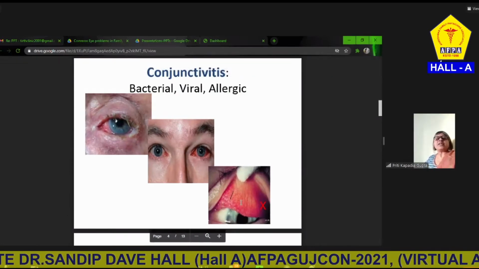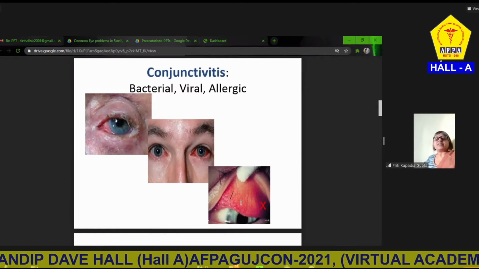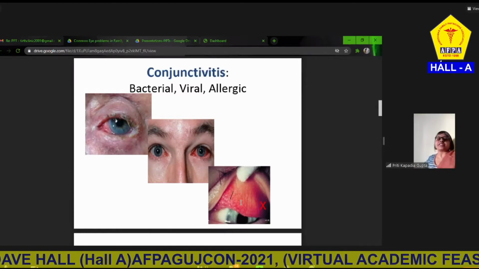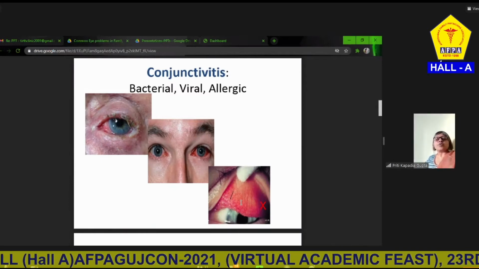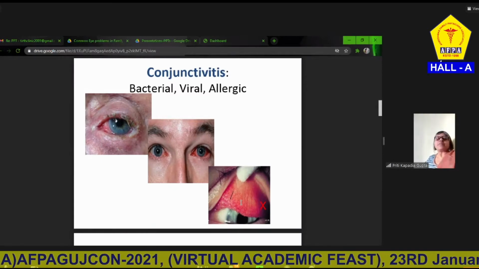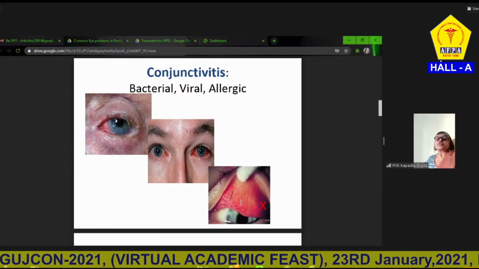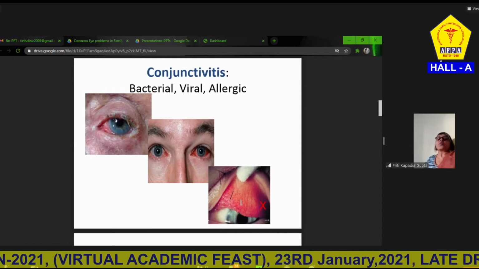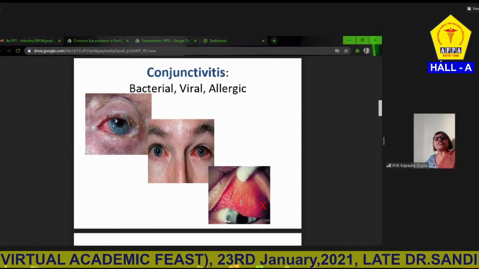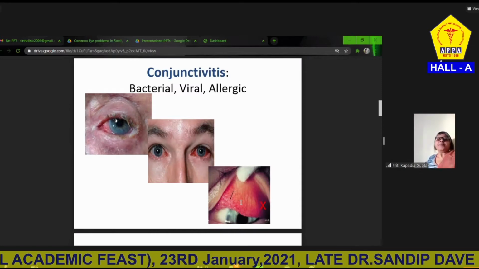So you have varieties of conjunctivitis. One is bacterial, second is viral, and third is allergic conjunctivitis. So unless and until you are sure the patient has an allergic conjunctivitis, you should not treat it, because this requires either antihistaminics or steroids. Next.